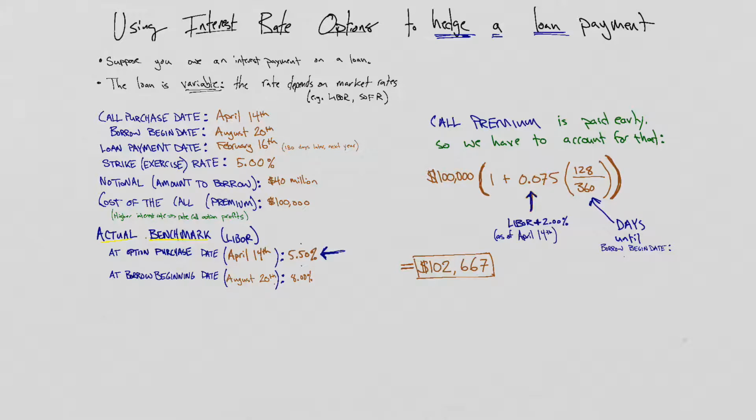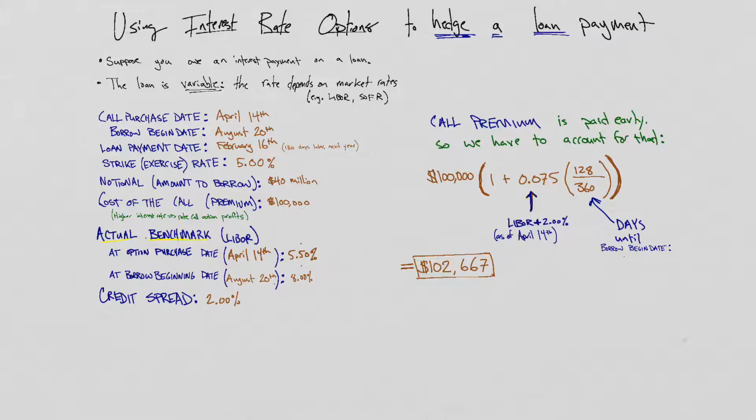I've purchased this call option. And our credit spread, the additional interest rate that stays fixed that we have to pay to the bank on this loan over and above LIBOR, is 2%. So these two together are 7.5%, and that's the interest rate on our loan as of April 14th. We don't know what it'll be later because it depends on LIBOR. The only component that we actually know will stay fixed is the credit spread component of that loan, the 2%.